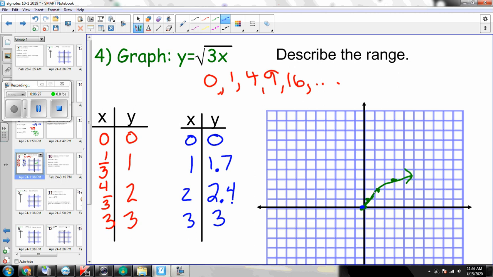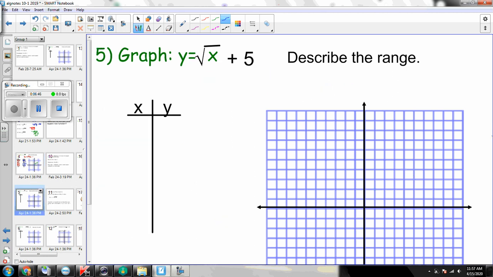1, 1.7 would be on my graph. 2, 2.4 would be about right there. And 3, 3 is here. So you can see it's the same graph. It really doesn't matter how you pick your points for your table, you're going to get the same graph.